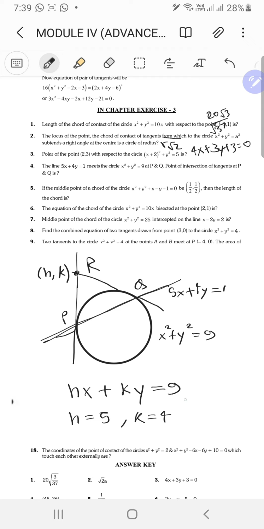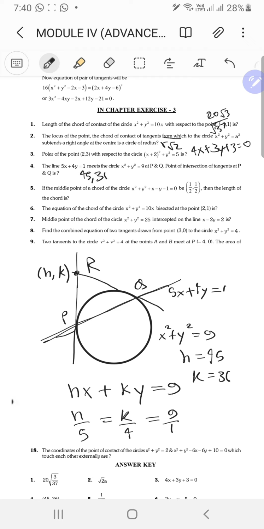No, wait a second. Oh, so we cannot just do that, we have to compare maybe. So h upon 5 is equal to k upon 4 is equal to 9 upon 1. Yeah, that's better. So h is 45, k is 36. Cool. So what do we need to find? We want to find h comma k. So 45 comma 36.